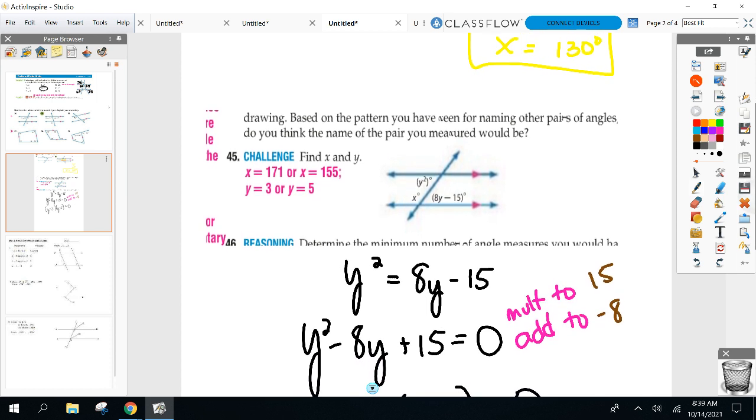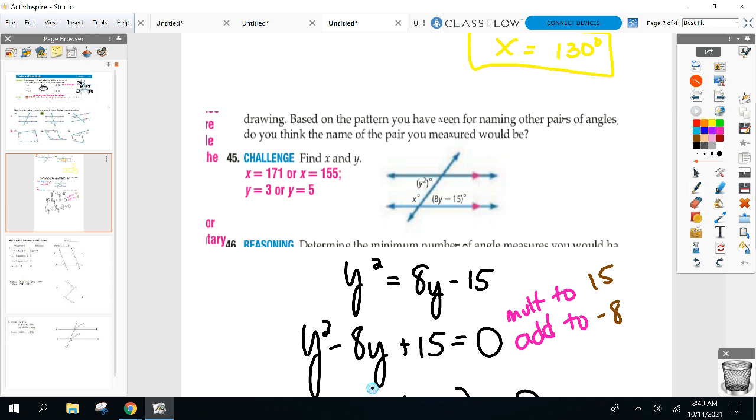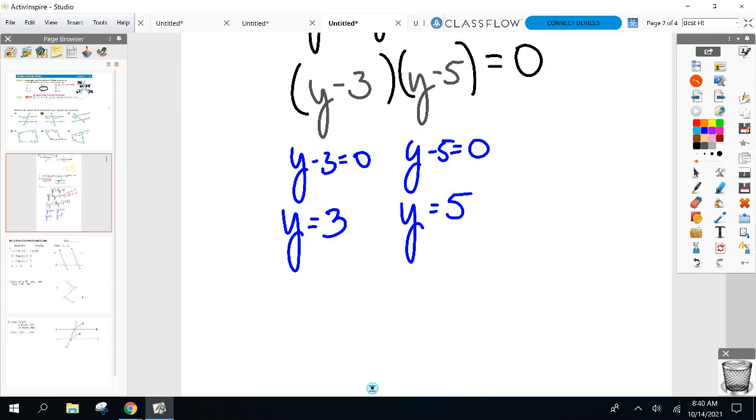Plug them into subtract. Okay, ready? What was one y value? 3. Ready? Plug in 3. What's this angle measure? 9 degrees. Right? What did you tell me at the beginning? What do you know about these two angles? Same side interior, so they're supplementary. So if that angle's 9, what's x got to be? 171. So when y is 3, x is 171.